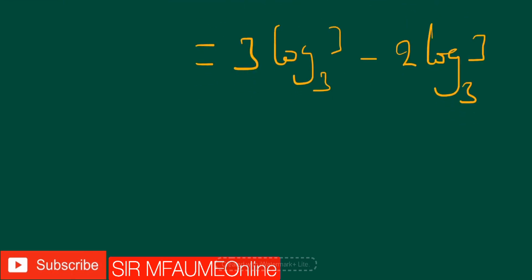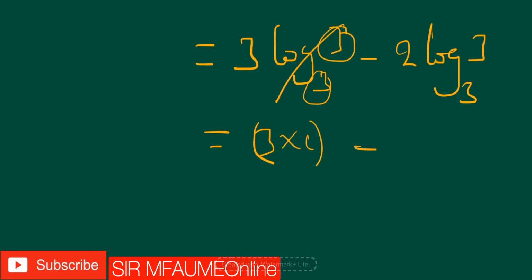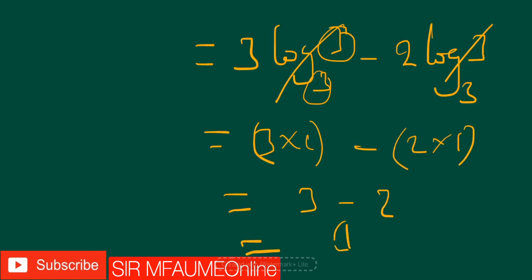Okay, from there we know that log 3 and base 3, since this logarithm is the same as the base, we are going to cancel it, and this one will be equal to 1. So it will be 3 times 1 here minus, and also log 3 base 3 will cancel, equal to 1, so we have 2 times 1 here. Okay, at the end of the day, this one equals 3 minus 2, which is equal to 1.